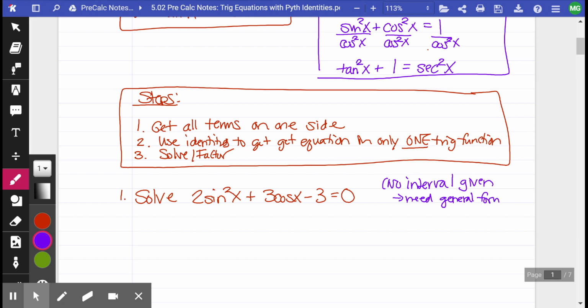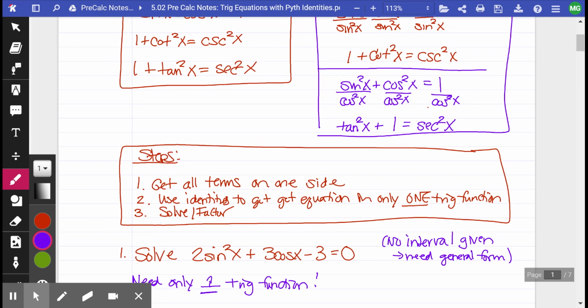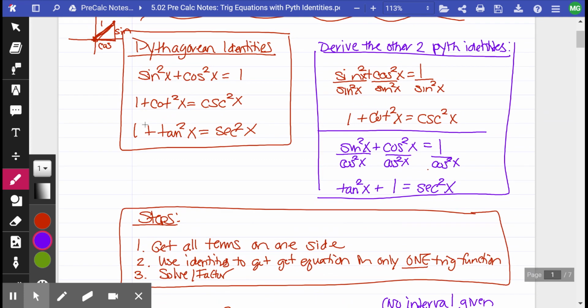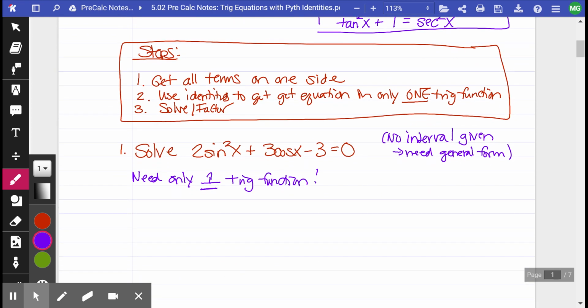We're not going to need that till the end, but just something good to note here as we're reading the problem. We need to have only one trig function. Right now, I have two. I have sine and I have cosine. So to get rid of one of them, I can use one of my Pythagorean identities. Well, all of my identities have a 1 in them and everything else is squared. So Pythagorean identities are really only going to work if you look at what's squared.